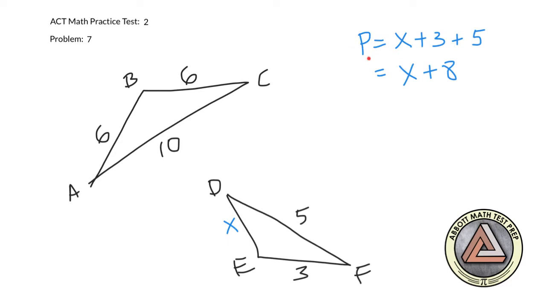So clearly we would have the perimeter of this thing if we knew what x was, because then we could just add it to 8, and then we'd be done. So our first goal is to find x. Well, the bottom line is these triangles are similar, which means that the angles correspond with each other.